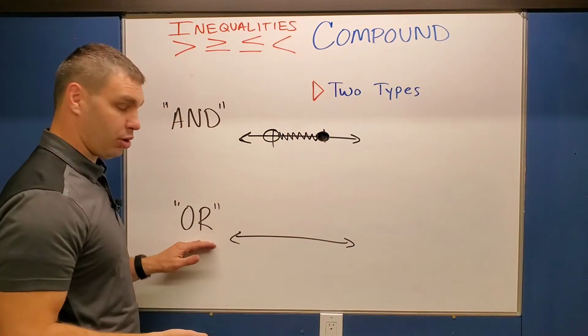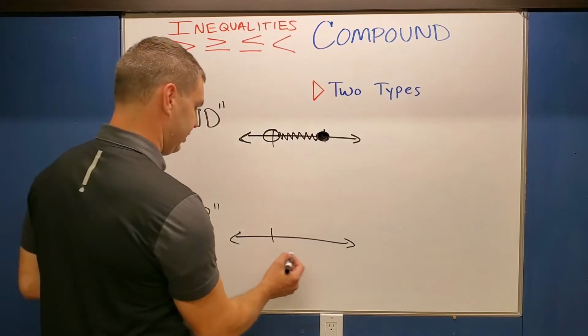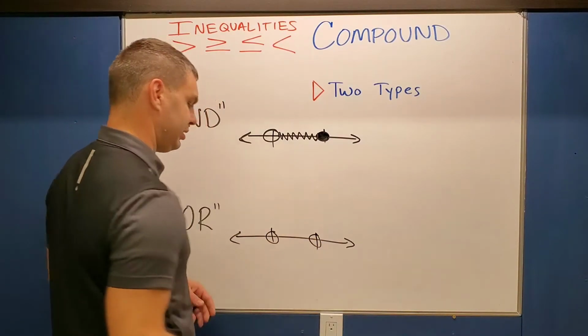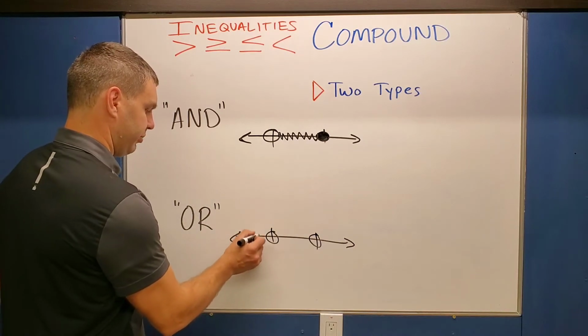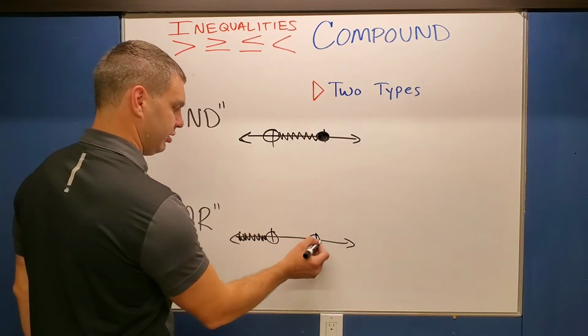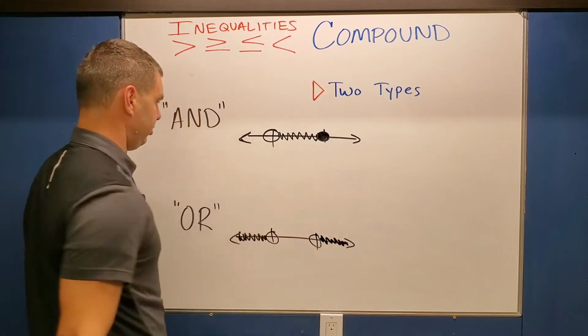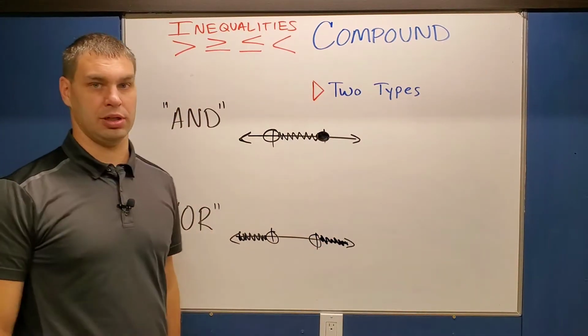An "or" compound inequality, again, let's say maybe in this one they're both open dots, would shade apart from each other. So this one would be going to the left, this one would be going to the right. This is an "and", this is an "or" compound inequality.